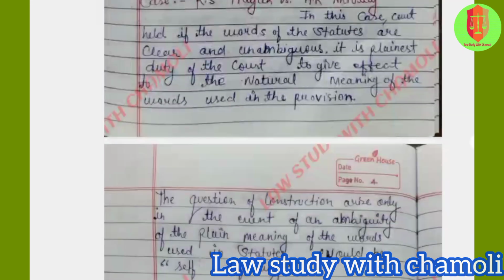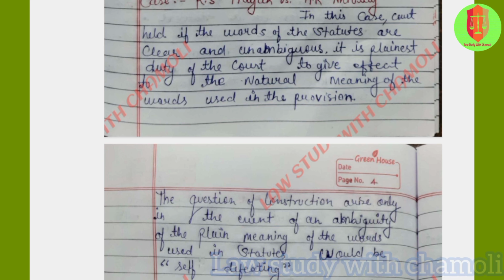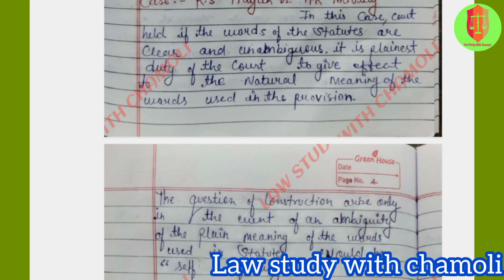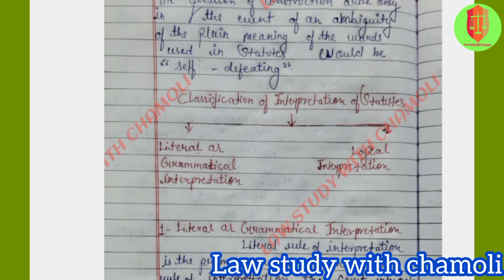Case: R.S. Nayak versus R. Anthony. In this case, the court held that if the words of the statute are clear and unambiguous, it is the plainest duty of the court to give effect to the natural meaning of the words used in the provision. The question of construction arises only in the event of ambiguity; otherwise, interpreting the plain meaning of the words used in statutes would be self-defeating.